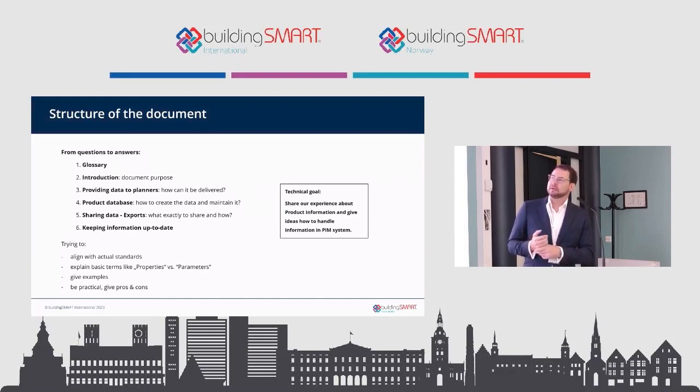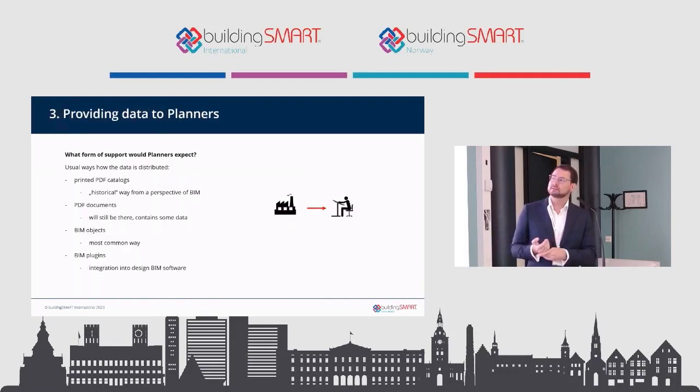So the introduction and the document purpose I just explained. We can go to the next slide. The third chapter is about providing data to planners. The idea is to start from what we want to achieve, actually. So the planners usually have a common practice of what they expect to get from manufacturers. These could be printed or digitized catalogs, where they can find the right product.